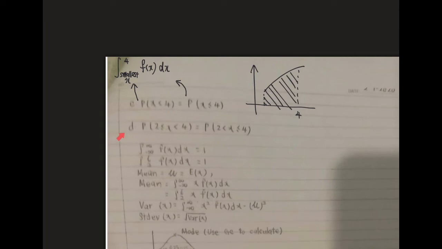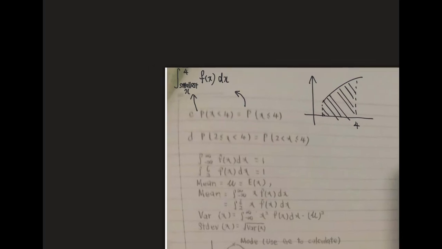This one, D, same also. Probability from 2 to 4 is equal to probability from 2 to 4. You can see here, this one includes 2 but doesn't include 4. This one doesn't include 2, but includes 4. No matter whether you include or not include, they are just the same in continuous. No difference. But in discrete, there is a difference. This one we discussed already just now.